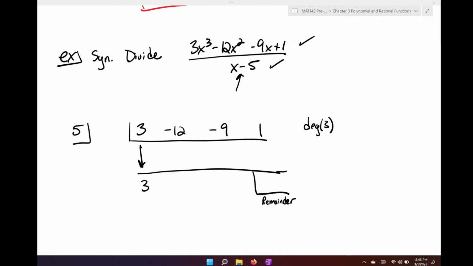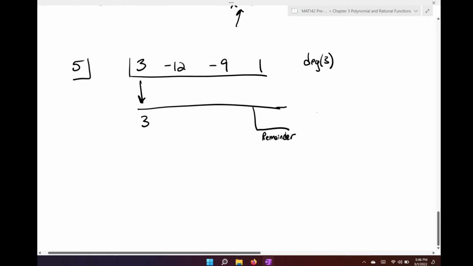Since our p of x was degree 3, our answer will be 1 degree less. It'll be degree 2. All right, here comes the fun part. 5 times 3 is 15. Negative 12 plus 15 is positive 3.